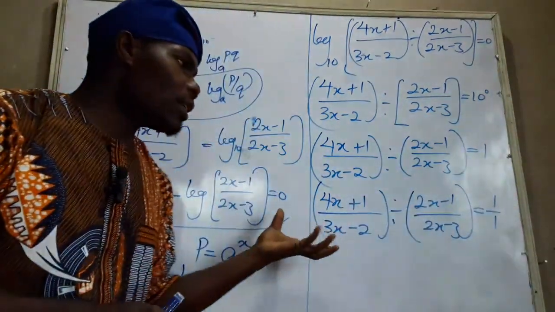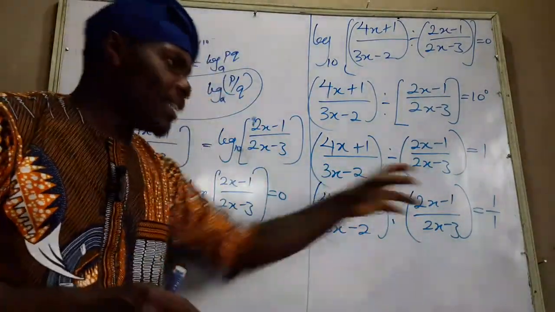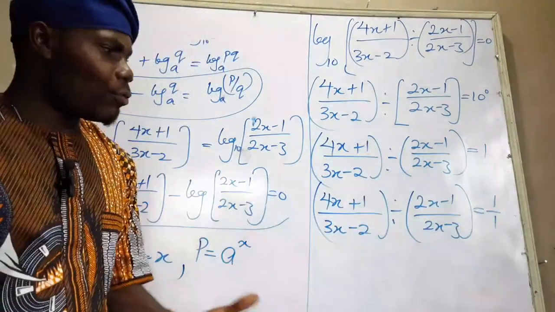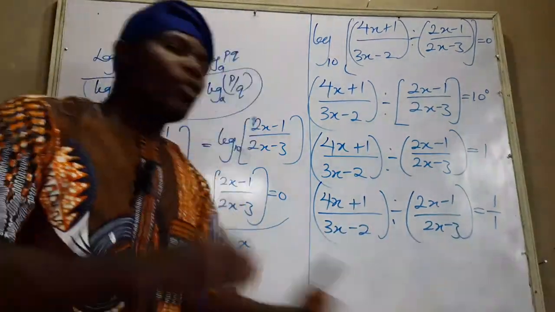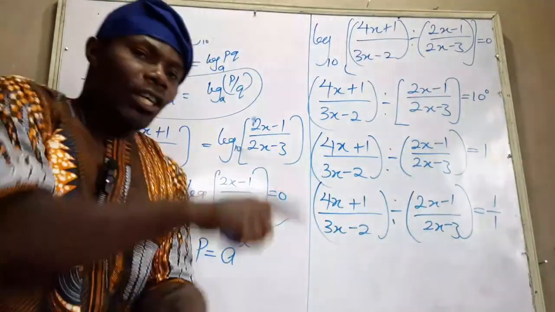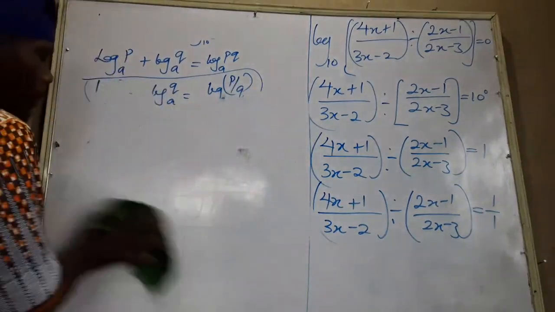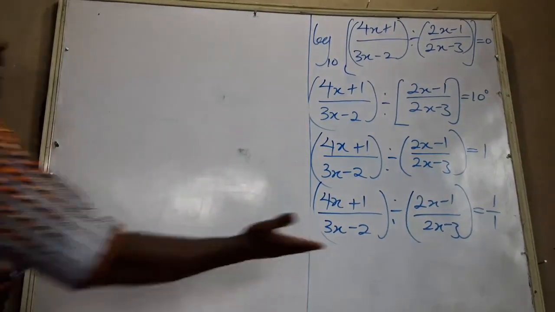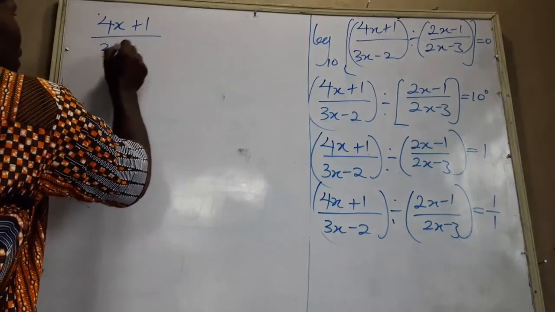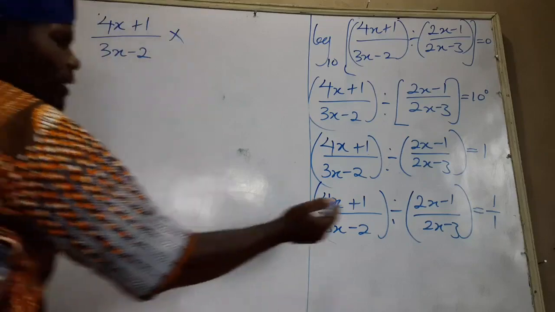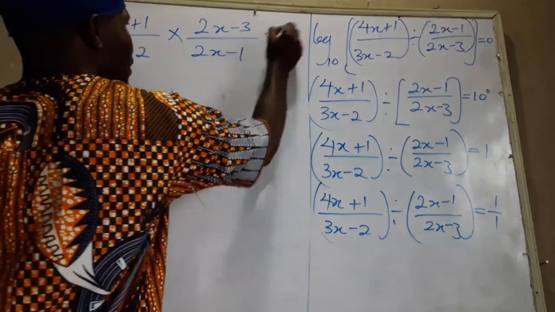Because we want to make both sides become a fraction with a numerator and denominator. So there's another area now where a fraction divides a fraction. When this division wants to change, the numerator will change to denominator, the denominator will change to numerator. So therefore, we have 4x plus 1 over 3x minus 2 times, since this is a division, 2x minus 3 divided by 2x minus 1 is equal to 1 over 1.